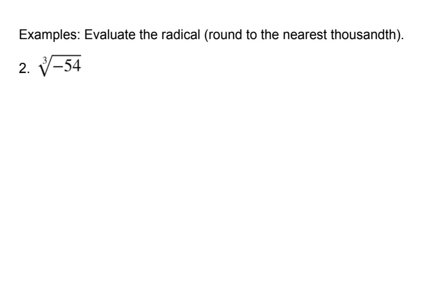In question 2, we are again asked to evaluate the radical. Now you'll notice it says round to the nearest thousandth. So it knows that this is not going to come out to a nice number like the last one did. So we're going to have to put this in our calculator and then do some rounding potentially.